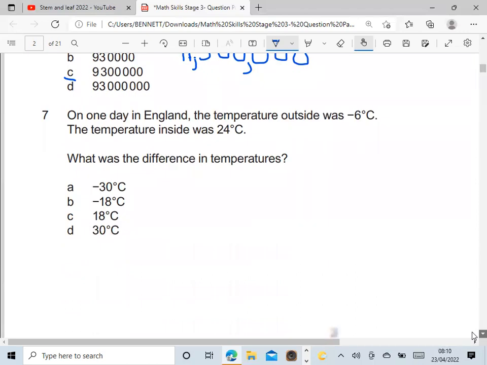All right. Let's look at this question 7 now. It said, on one day in England, the temperature outside was -6 degrees. The temperature inside was 24 degrees.